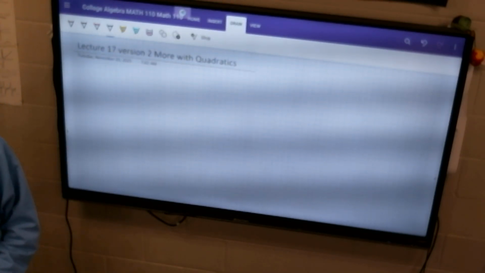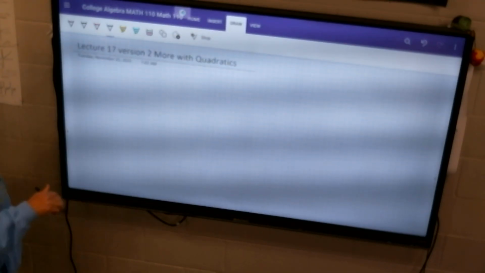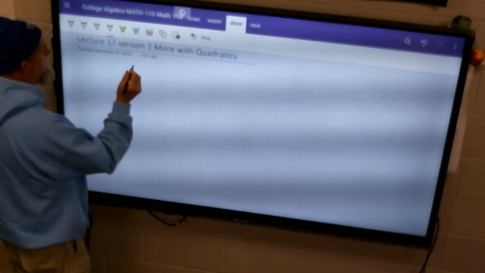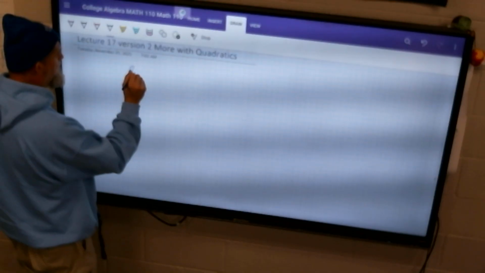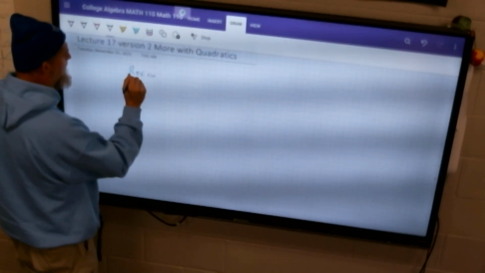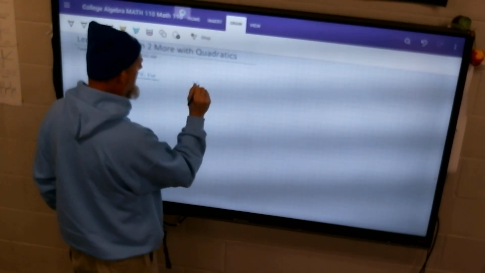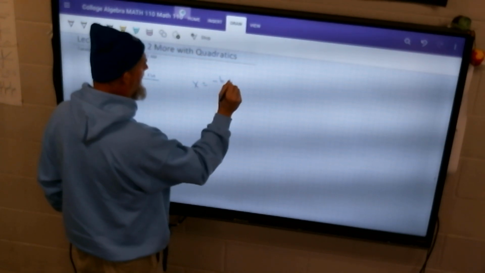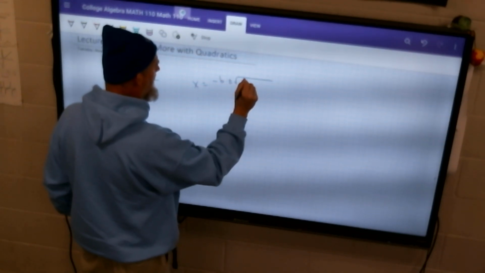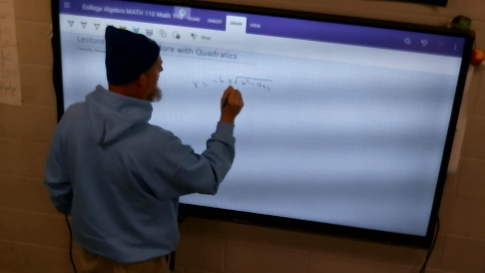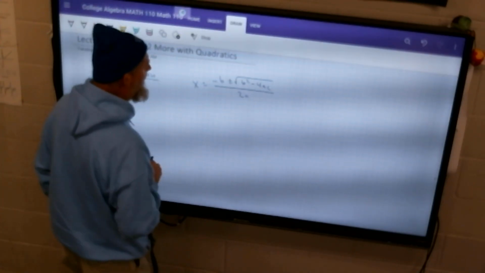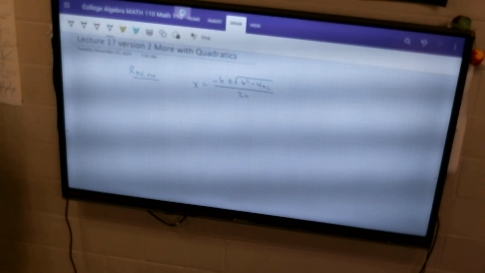Okay, so looking at lecture 17. If you remember, lecture 16 talked about quadratics, so this 17 is just more with quadratics. And really there's just a couple things we want to look at. This is just kind of a review. We know we have the quadratic formula, x equals negative b, and so forth. And then remember we talked about the discriminant, correct?